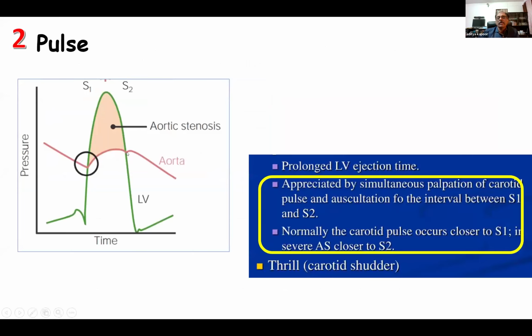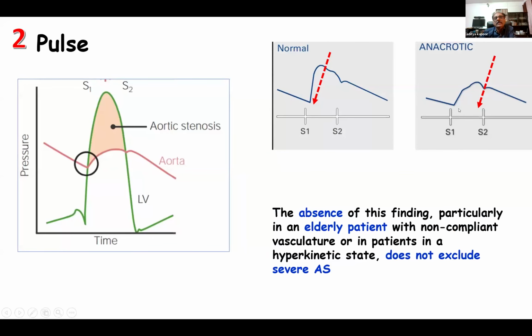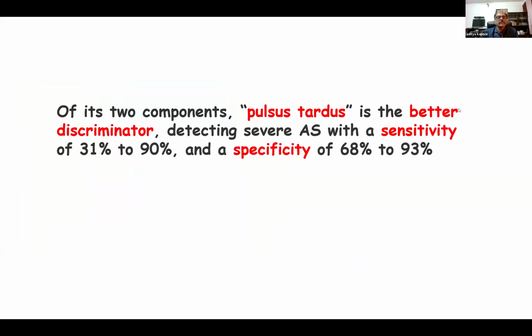This is a good algorithm which we used to learn when we were in the DM training as well. Normally the carotid pulse occurs closer to S1. So you see over here, the peak is closer to S1. In anacrotic, because of the delay, it is closer to S2. So this is again a good cartoon to remember. And sometimes, of course, we all know that in elderly, this sign may be absent. But by and large, anacrotic or a slow rising pulse tells you that the aortic stenosis is severe.